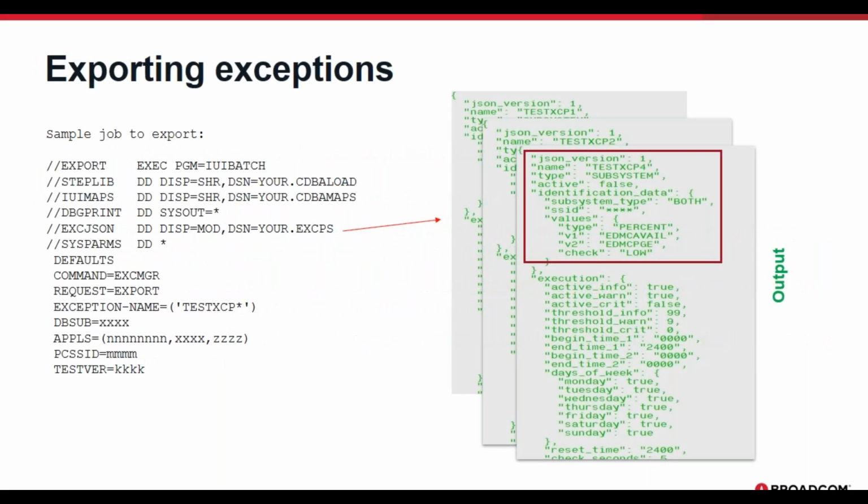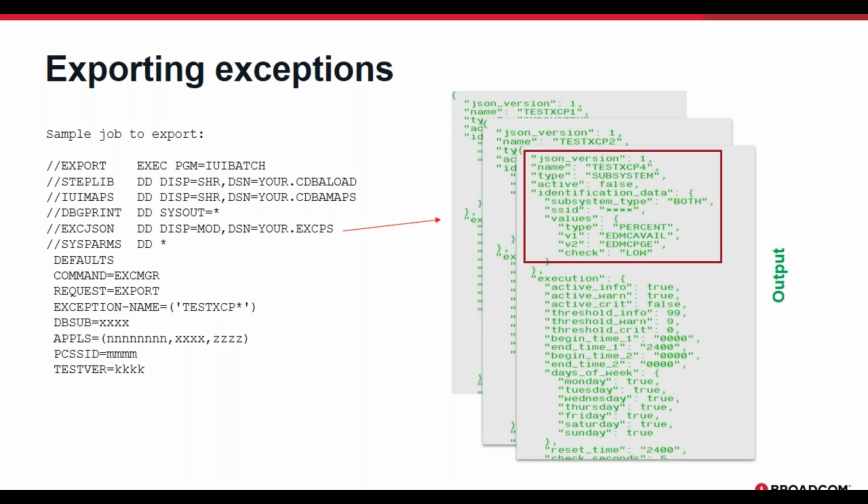The first one is exporting exceptions. On the left side, you see a sample job to do the export. The batch utility program is executed here. The request equals export and the command equals XMGR are the functions used here. And the exception name was used to specify a set of exceptions: the test exception and then a star as a wildcard. So you can export all the exception definitions, or you can export a subset of them using, for example, the star as a wildcard.